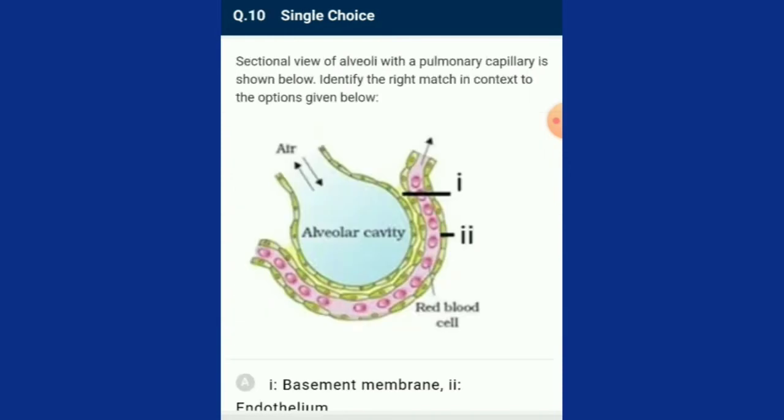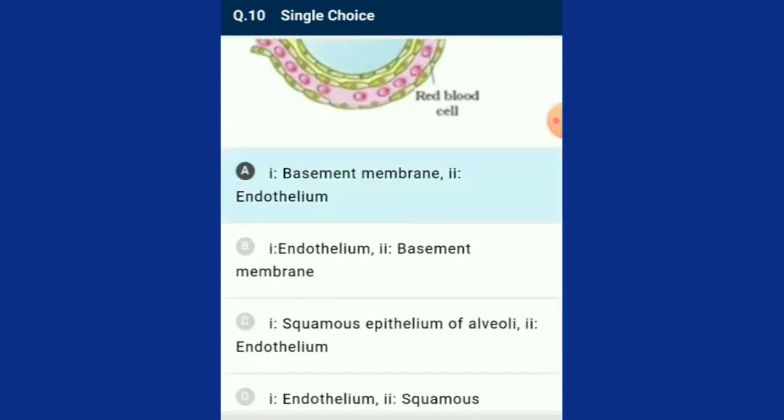Question number 10. Sectional view of alveoli with a pulmonary capillary is shown below. Identify the right match in context to the options given below. See the diagrammatic representation. The first one is represented as basement membrane, the second one is represented as endothelium. So the correctly matching option is A. The basement membrane is a sheet of proteins and other substances to which epithelial cells adhere that forms a barrier between tissues. Endothelial cells form a one cell thick walled layer called endothelium that lines all of the blood vessels.